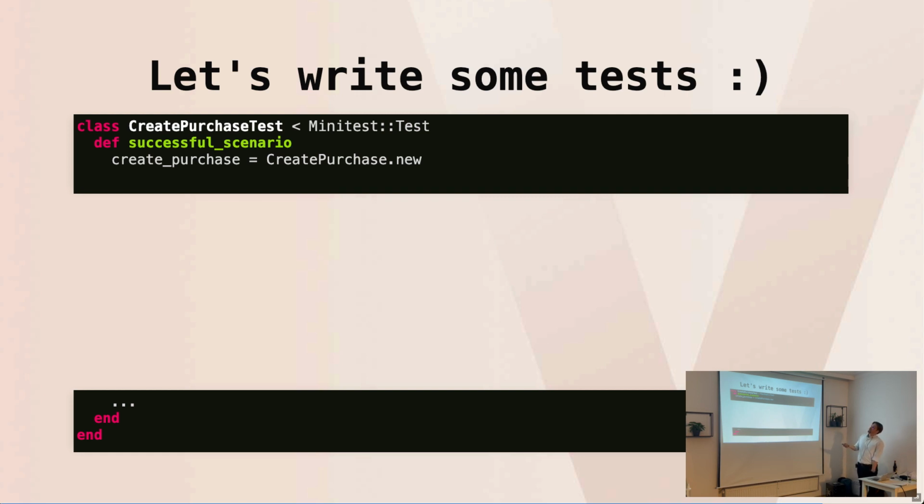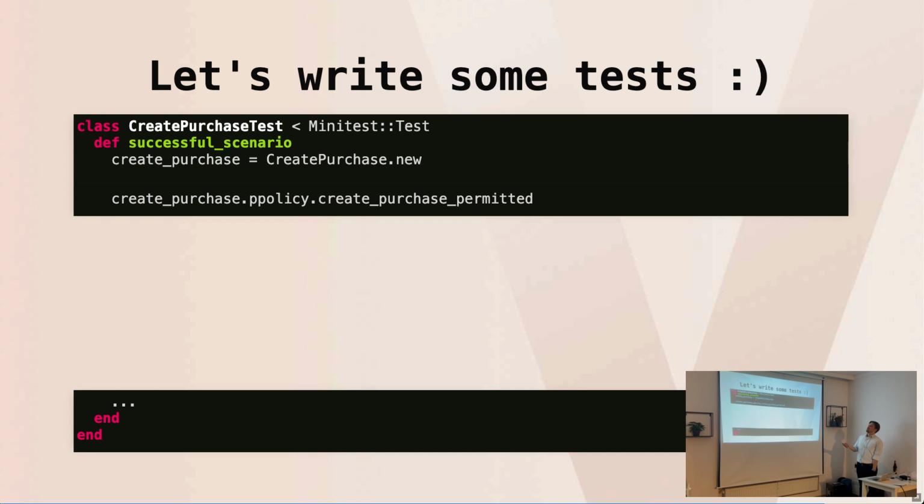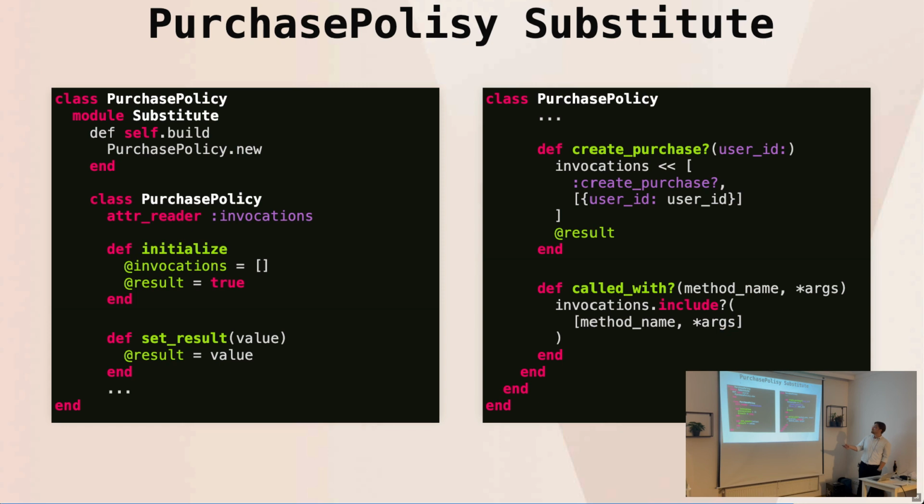Okay, so the successful scenario. In this case, of course, we create our service instance. Since we use new, all dependencies are substitutes. So if I call policy, it is a substitute instance, and it has built-in methods, which I forgot to mention earlier. Sorry for that. It should be somewhere here. I'm missing a part. This method is supposed to be updated. Yeah, sorry, I finished this presentation today.